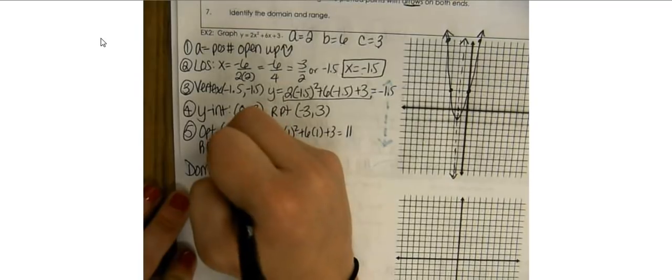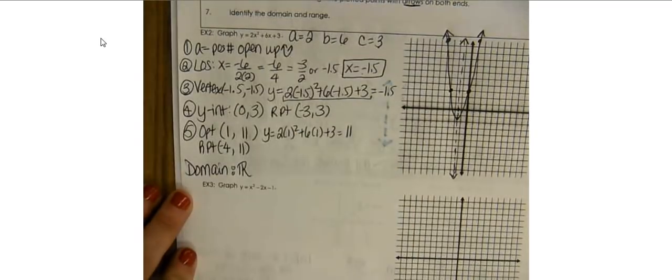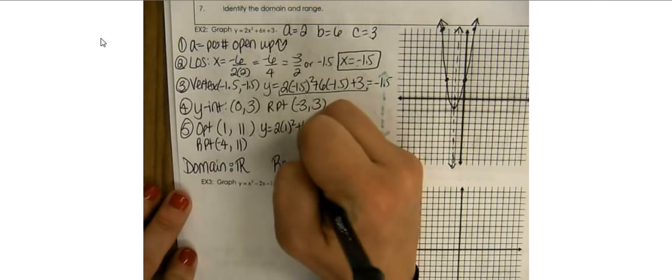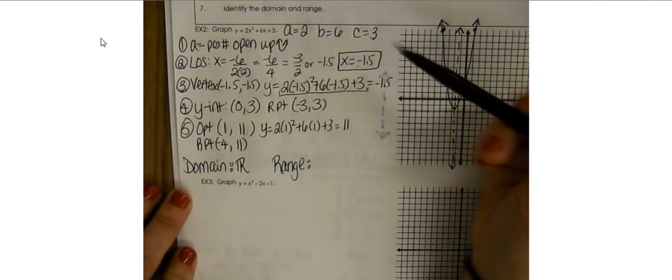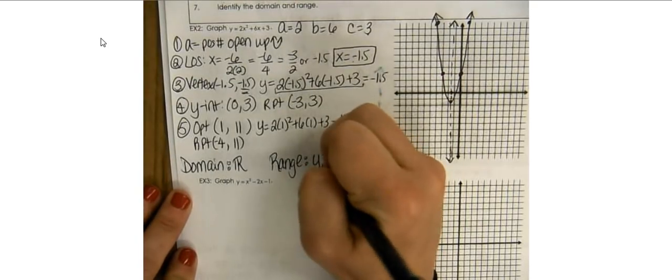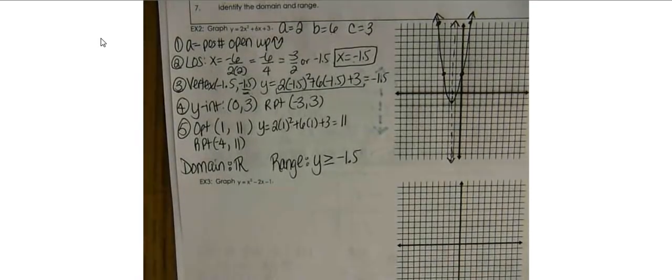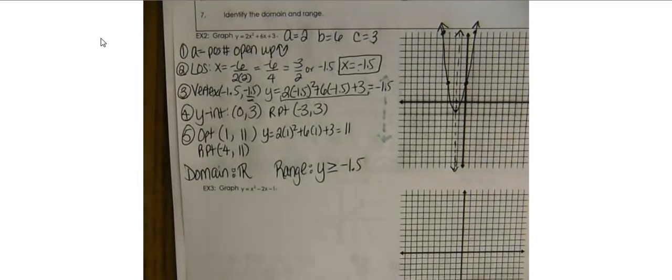So your domain is always going to be all real numbers, and your range is always based on the y part of your vertex. And the y part of our vertex is located at -1.5. And my parabola is pointing up. So I'm going to have my range be y is greater than or equal to -1.5. If my parabola was pointing down, I would have y is less than or equal to -1.5. And that is your answer.